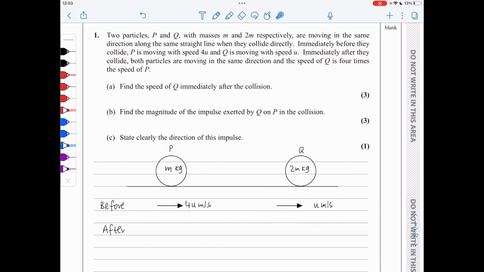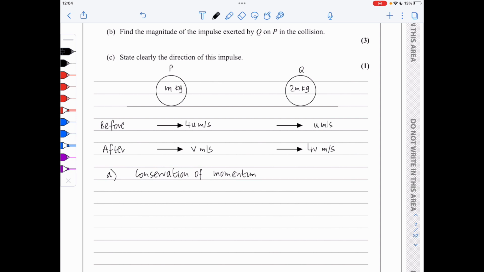Now we know that they should be moving to the right. So P is moving to the right with a speed of v meters per second, and Q is moving to the right with a speed of 4v meters per second. We need to find the speed of Q immediately after the collision, so I will be using conservation of momentum.